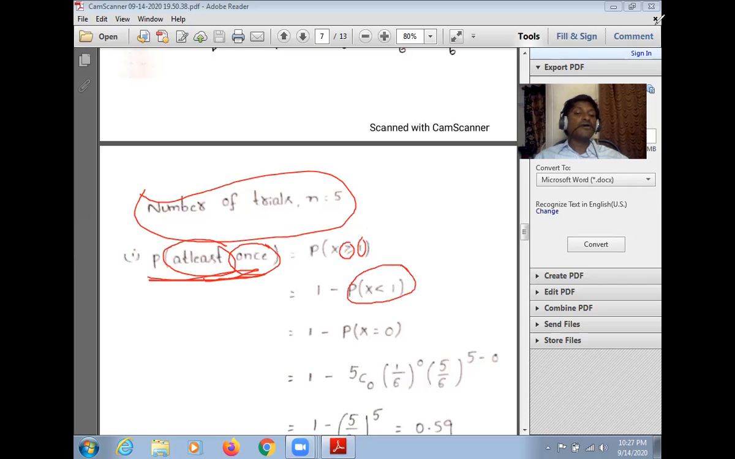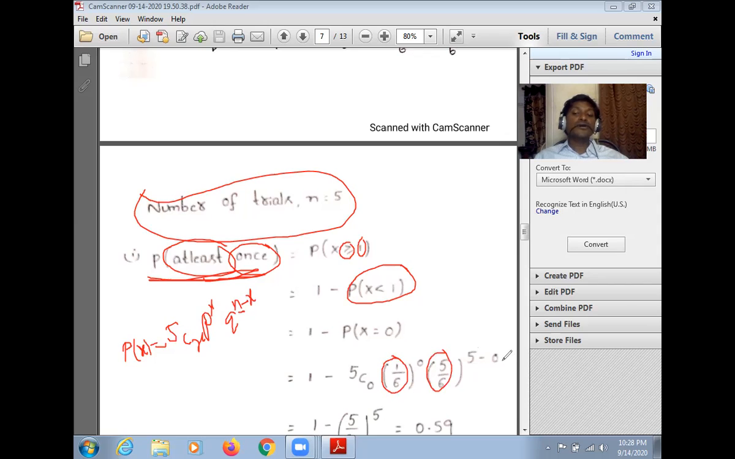By binomial distribution, what is the formula? We know that P of x is equal to nCx, p power x, q power n minus x. We know the value of n, which is 5, and we know the value of p. So we substituted here in place of x as 0, and the p value we already got is 1 by 6, and the q value is 5 by 6.